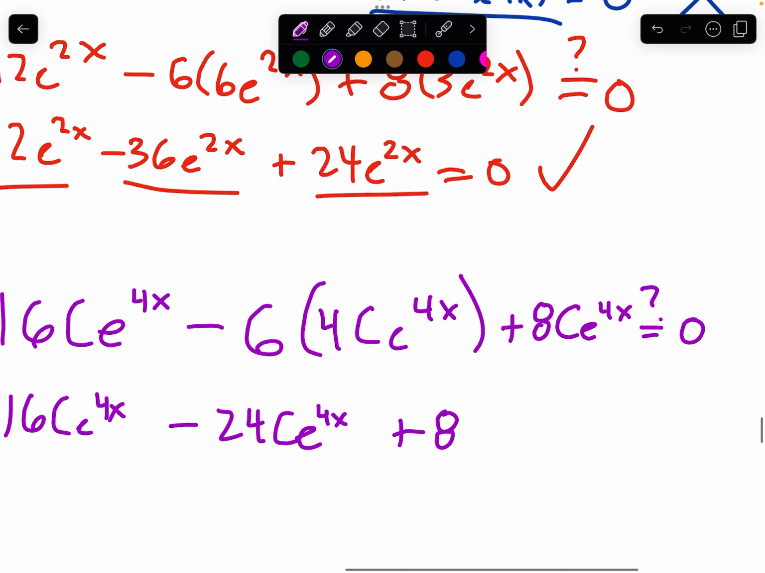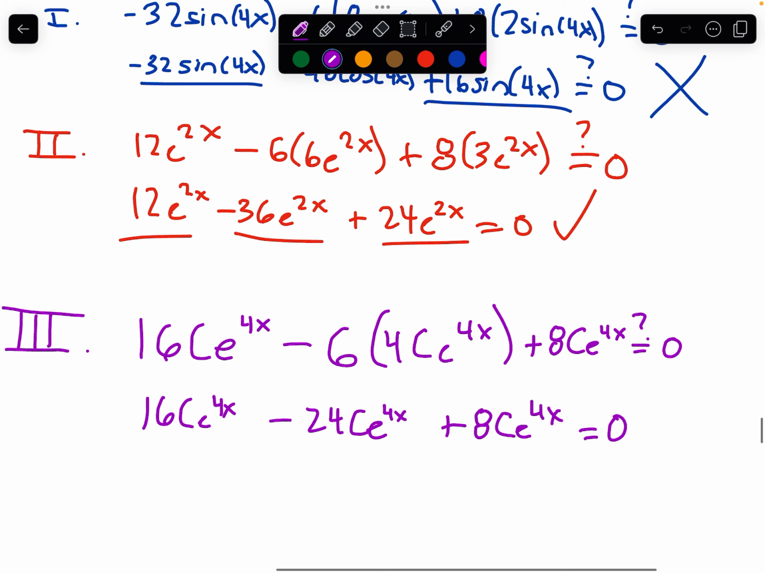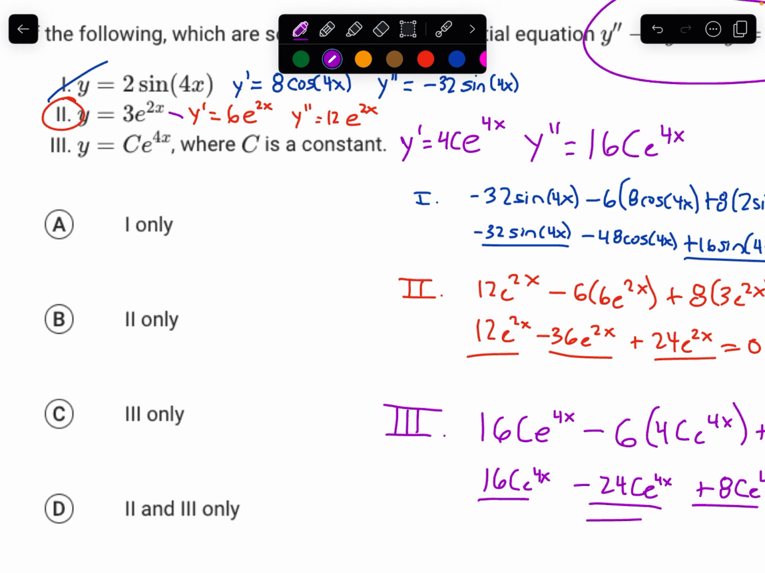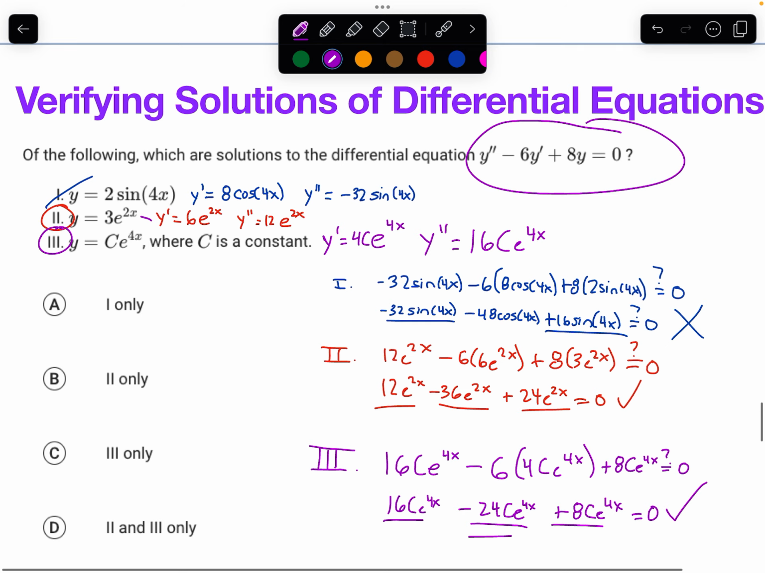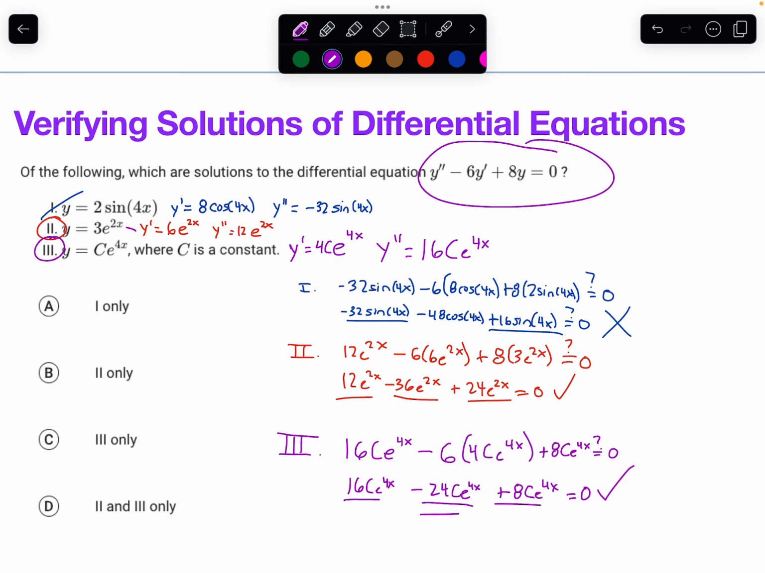This is a plus 8ce to the power of 4x. We have 16 and 8 more, which makes 24. Minus the 24 here, that all equals 0. So Roman numeral 3 is also giving us an equation that is a solution to the differential equation circled. So 2 and 3 are solutions. Choice D then is the correct choice.